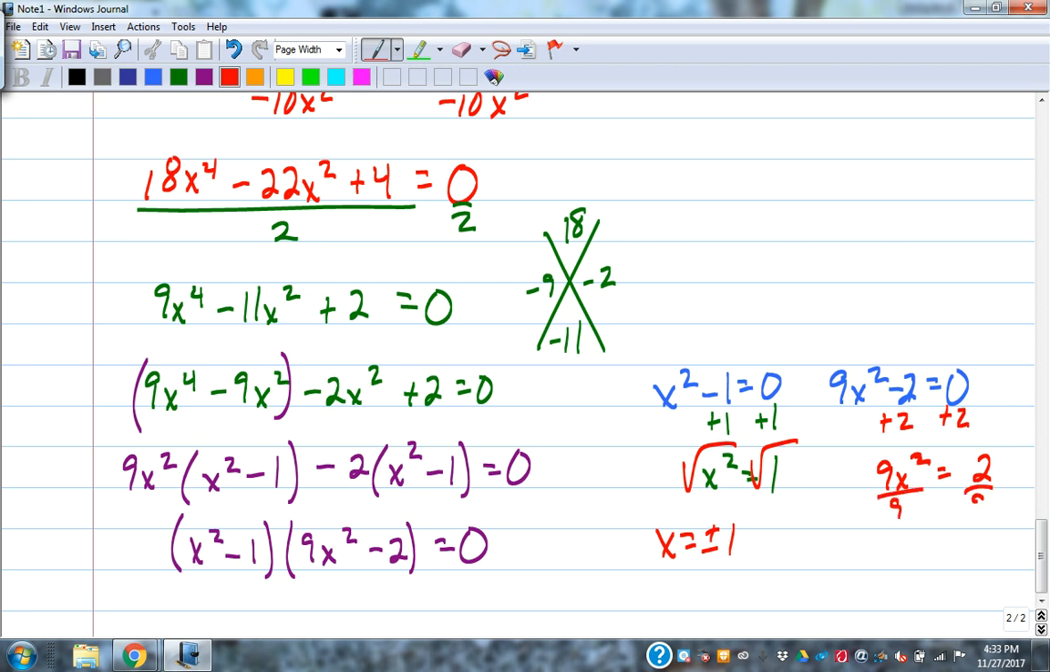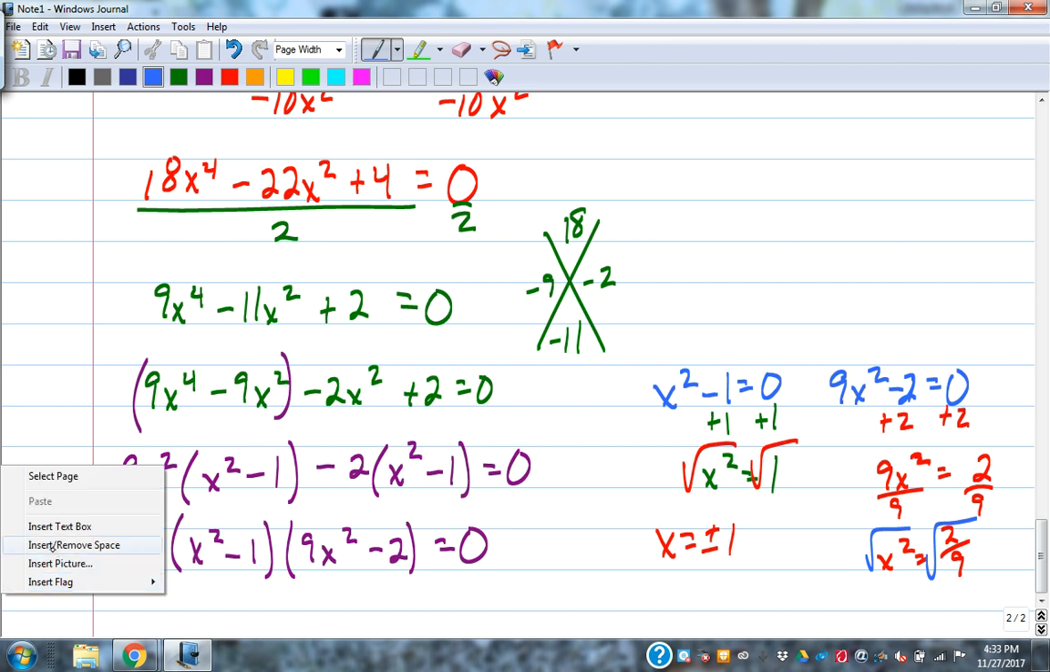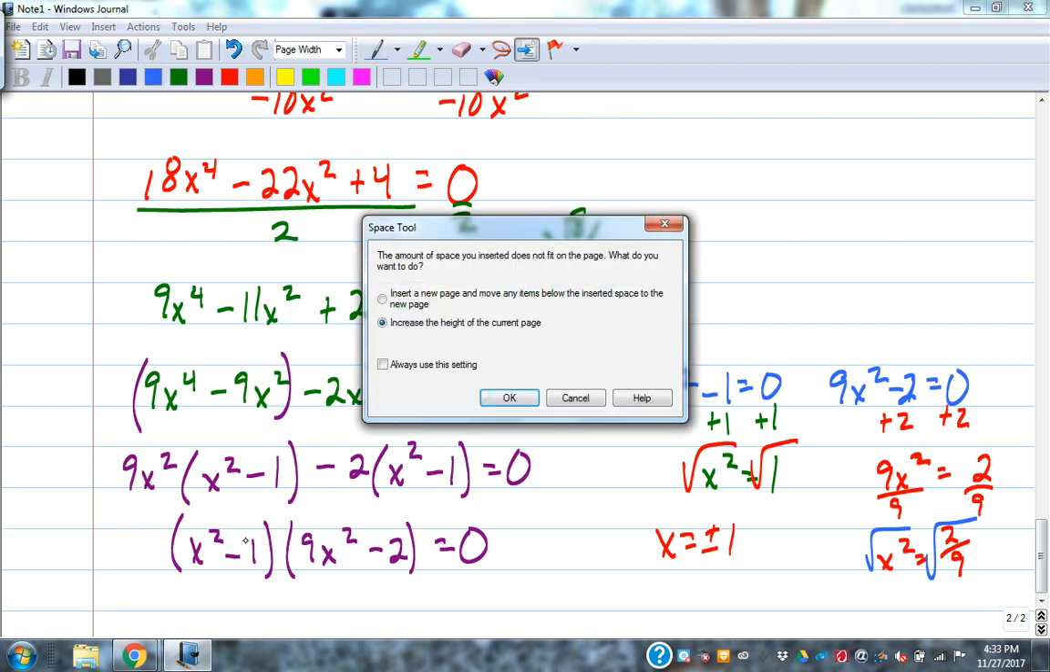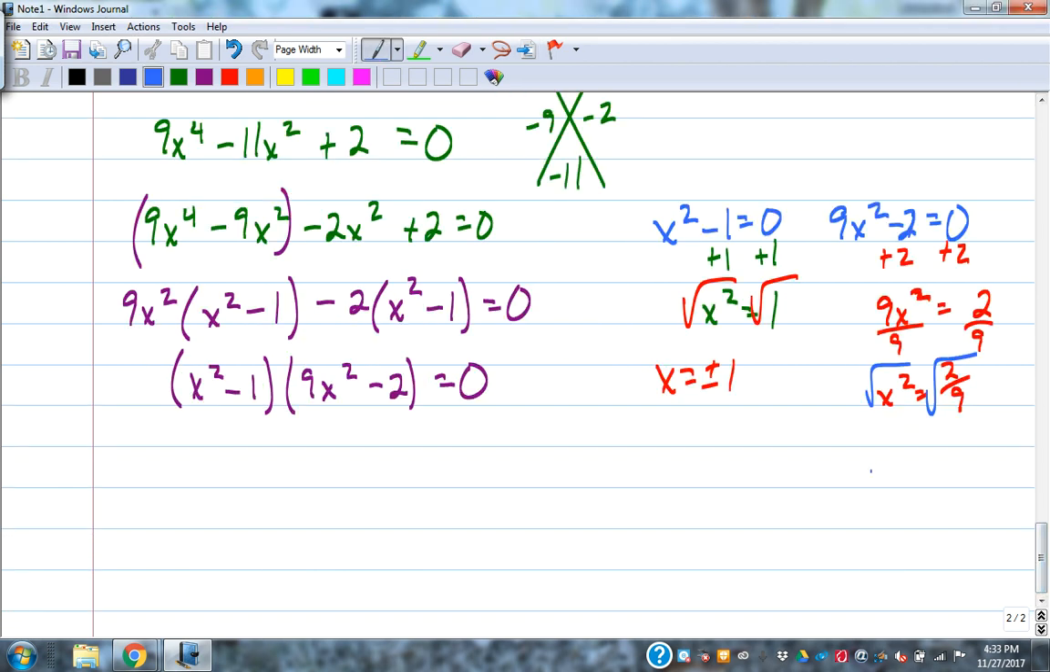Divide by 9. X squared equals 2/9. Take the square root of both sides. I end up with plus or minus square root of 2 over the square root of 9, which the square root of 9 is 3. So far, I've got x solutions of positive 1, negative 1, positive square root of 2 over 3, and negative square root of 2 over 3.